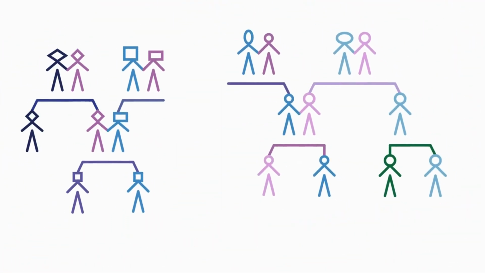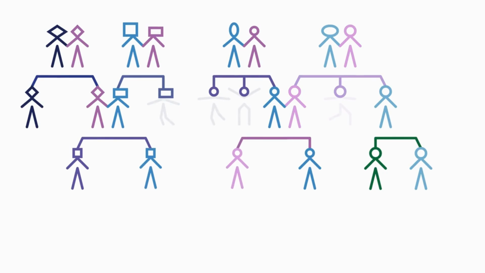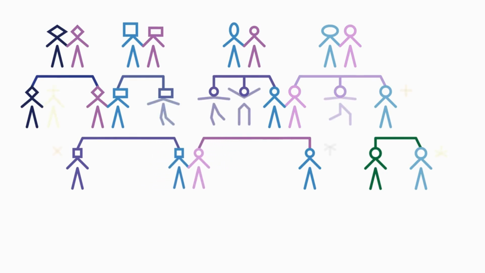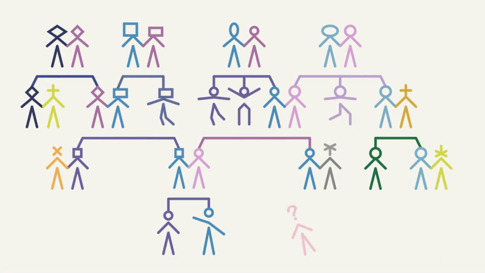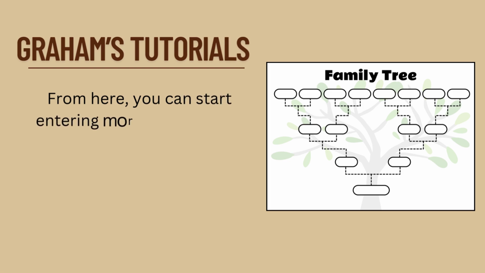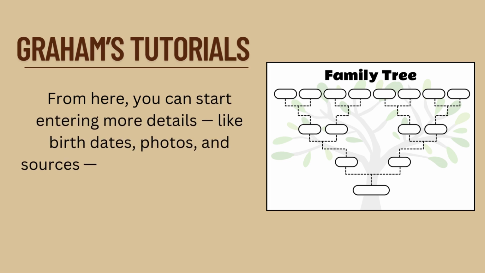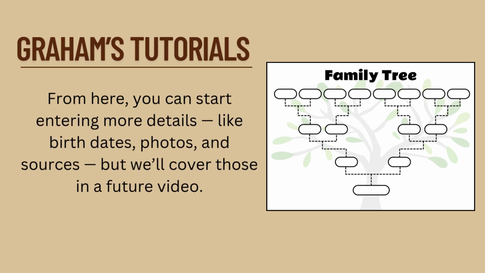And that's it. You've just created your first family tree in Gramps, added people, linked relationships, and even made a few edits along the way. From here, you can start entering more details like birth dates, photos, and sources, but we'll cover those in a future video.